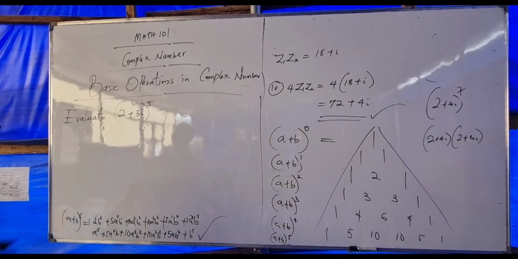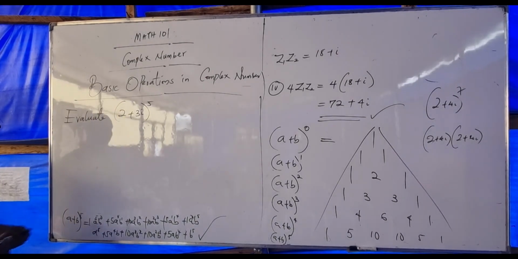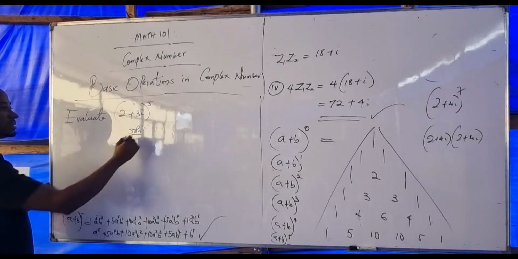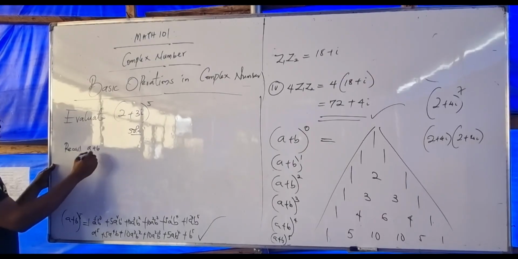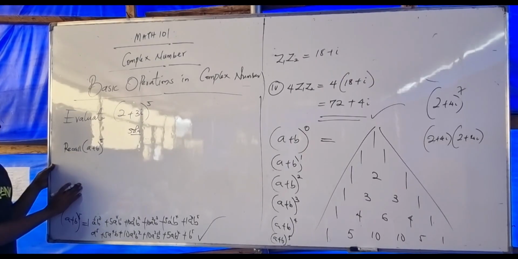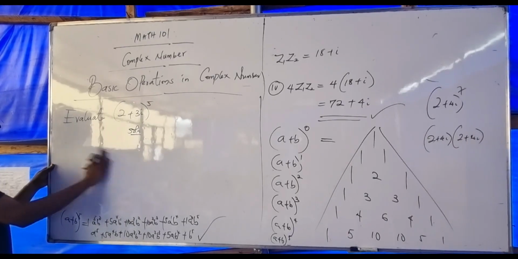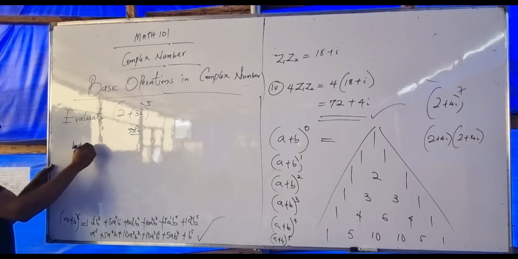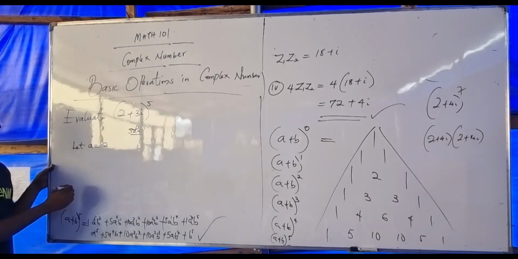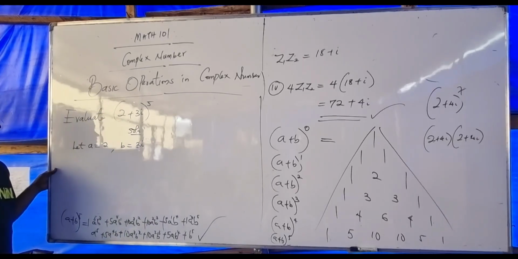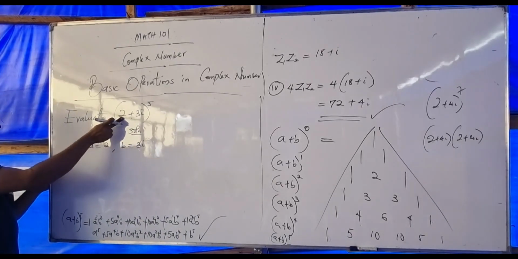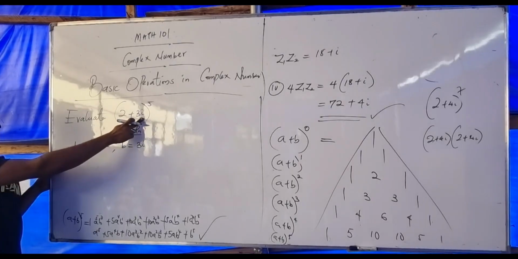So let's look at this question now. Are you there? So to solve this, what do we do? Let's look at this. I have to say recall that A plus B, right? Always power 5. Or I will just say let A equal to what? 2. And let B equal to what? 3i. Let A equal to this. B equals to what? This.